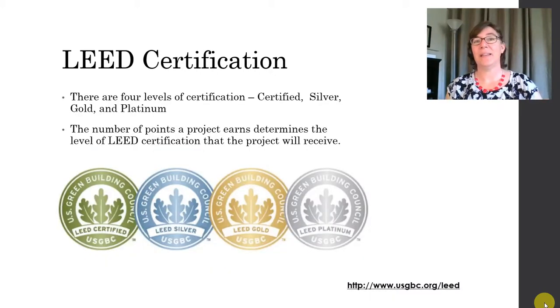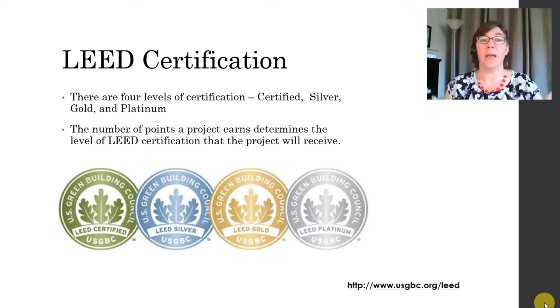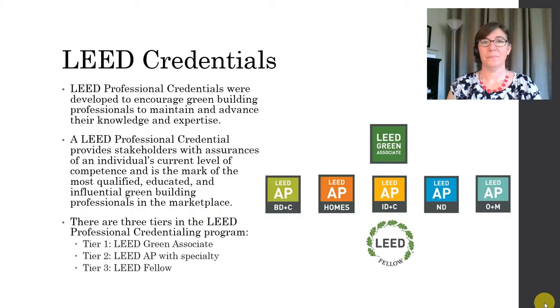And under this LEED version 4 rating system, your project can get one of 4 levels of certification. They could be certified, silver, gold, and platinum. The rating system has a number of points that each project can earn, and how many points they earn determines that level of certification.